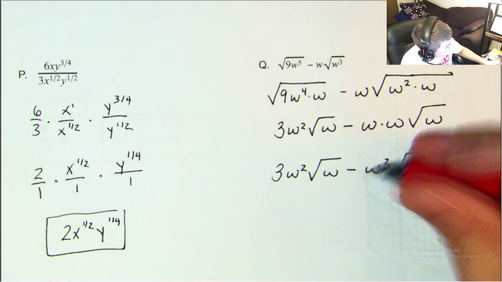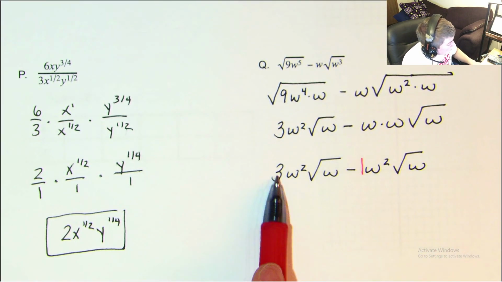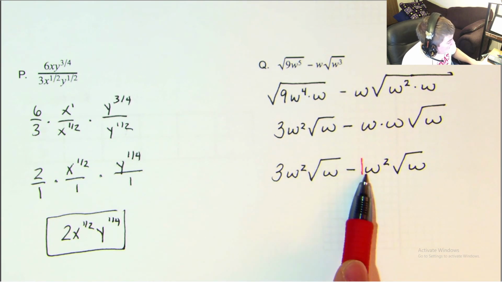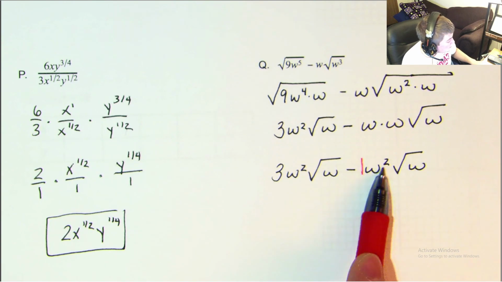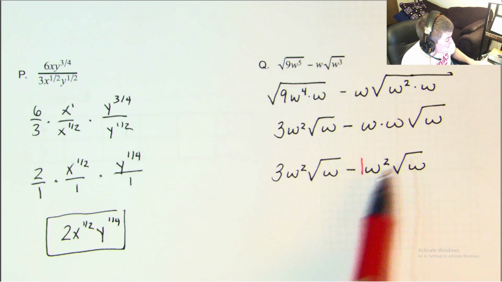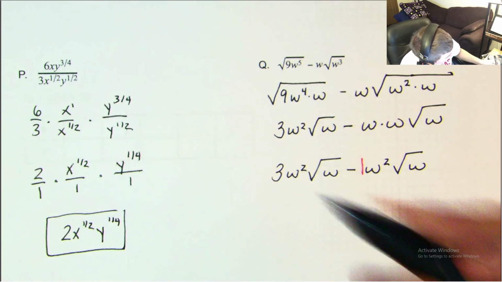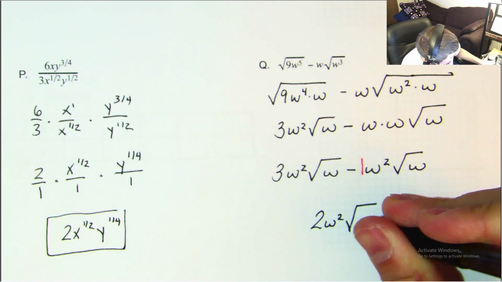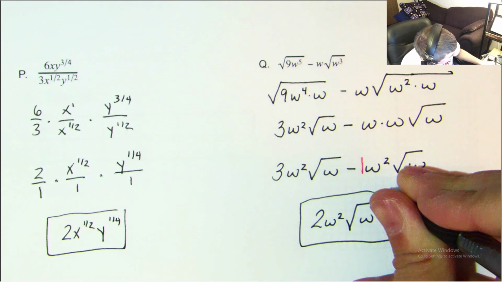So here I have like terms, 3 times w squared times the square root of w, and I'm taking away 1 w squared times the square root of w. So I have 3 of those here and 1 of them here, and I'm taking away that 1. That means I'm left with 2w squared times the square root of w.